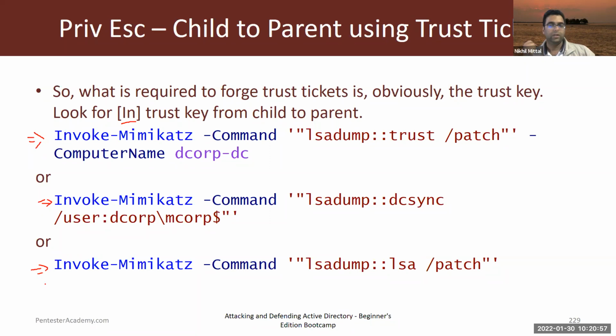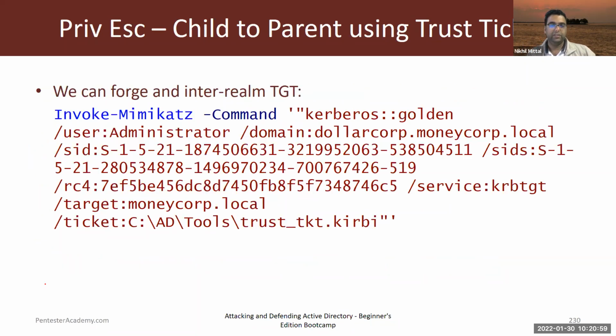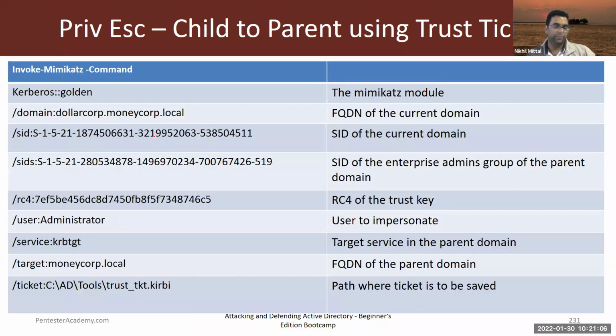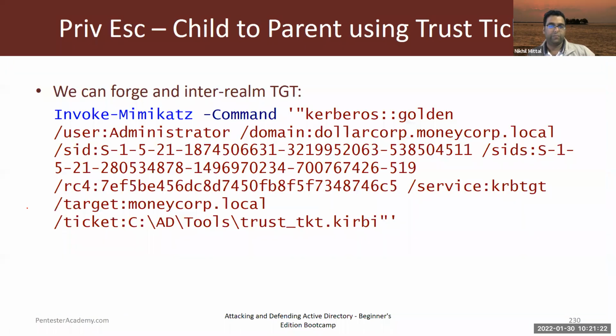Once you have the trust key, you can use a command that is very similar to the golden ticket command. Let's take a look at the breakdown of it. So the module is still called Kerberos Golden. The next one is FQDN of the current domain, SID of the current domain. We'll come to this in a moment. RC4 is the trust key that you would extract from here.